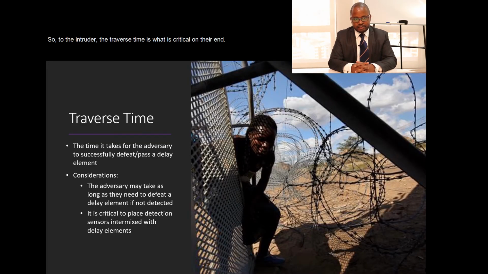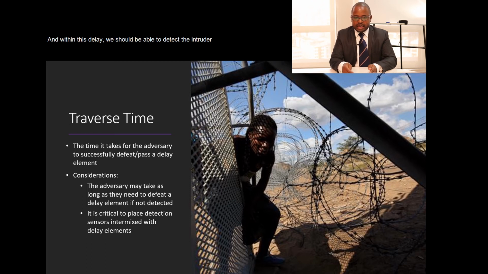So to the intruder, the traverse time is what is critical on their end. And for the designers of the physical protection system, this has to be taken into consideration. The traverse time is simply the time that it takes for the intruder to defeat our delay elements. And therefore, for us to act within this traverse time, it is important for us to consider how long the delay elements are going to provide or stop the intruder.